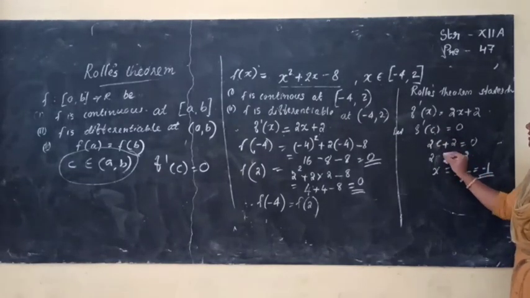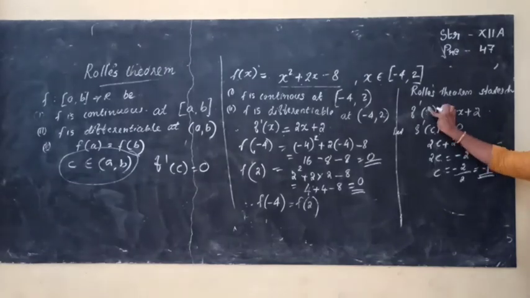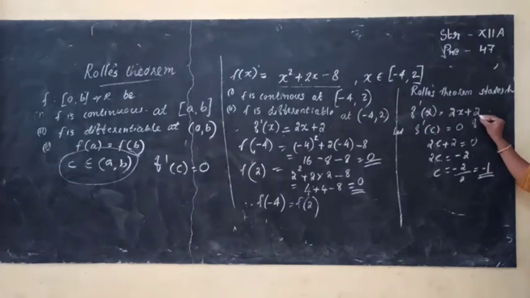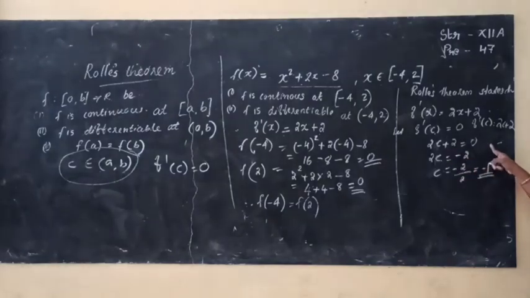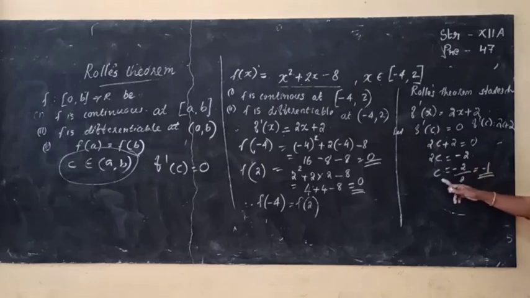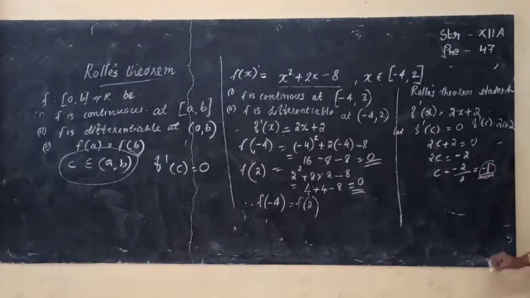Or we can take it as f dash c, replacing x by c. f dash x is equal to 2x plus 2. Then what is f dash c? f dash c is equal to 2c plus 2. Let f dash c be 0, then 2c plus 2 is 0. When we transpose plus 2, it is 0 minus 2, which is minus 2. 2c is equal to minus 2. Then c is equal to minus 2 divided by 2. We got c is equal to minus 1.